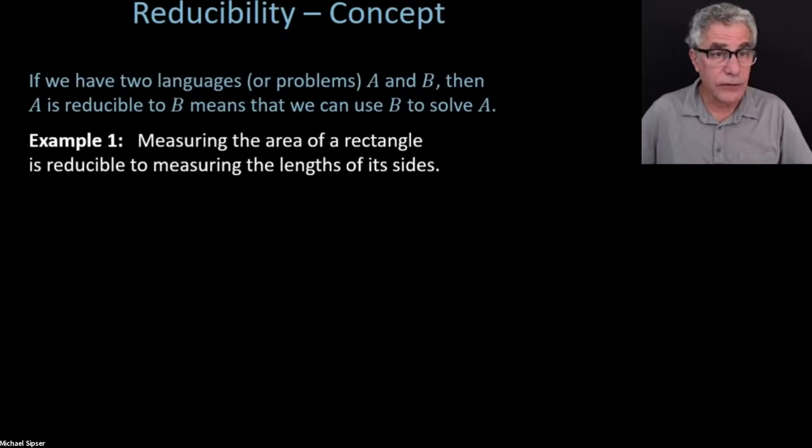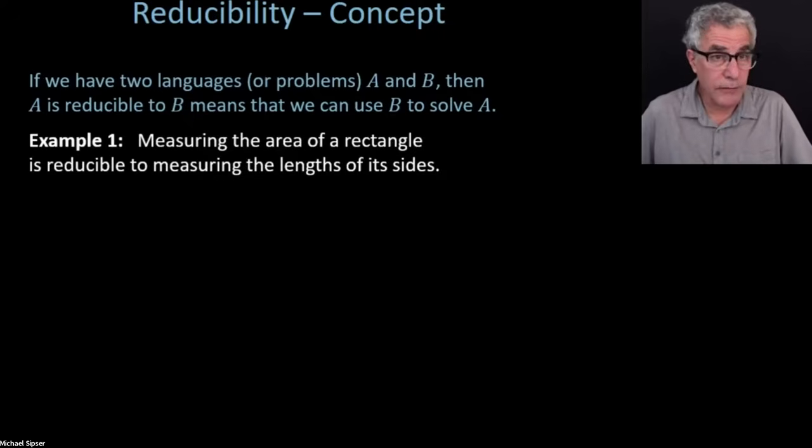So example one, this is really outside material from the course, but I think it's something you can appreciate. Everybody knows you can measure the area of a rectangle by measuring the length and width of the rectangle. So in other words, if you had the problem of determining the area, you could reduce that problem to the problem of measuring the length and width of the rectangle. So here, we're taking one problem and reducing it to another problem.